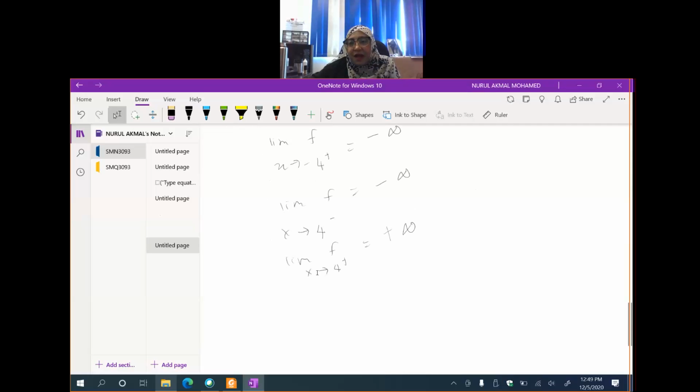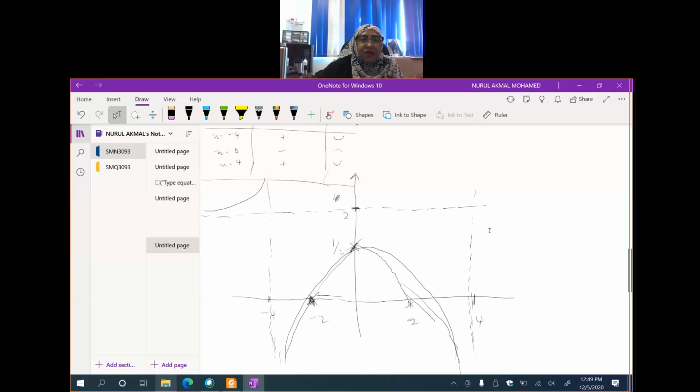And then for this one, limit of f as x tends to 4 from the right, it will be plus infinity. So it's coming from up, and then obviously you have horizontal asymptotes here. So this will be the shape. Okay?